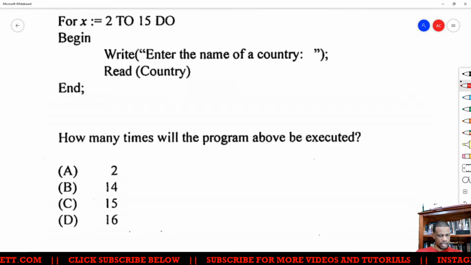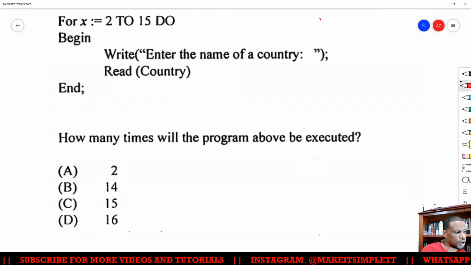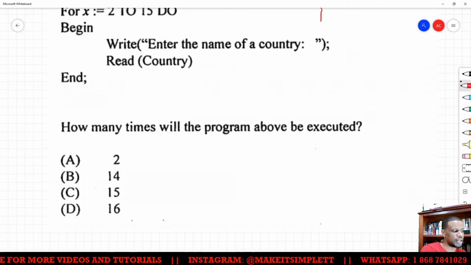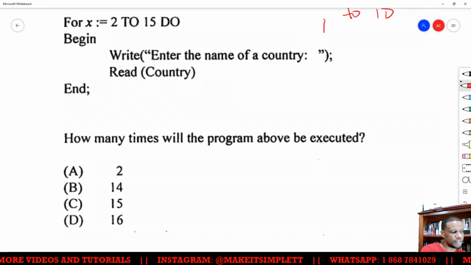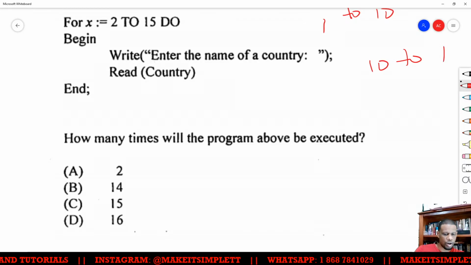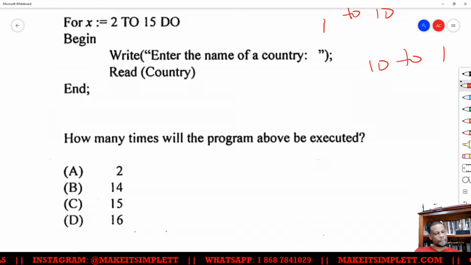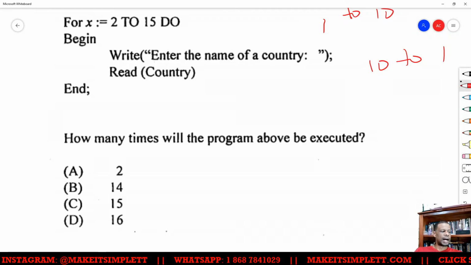Alright, so this one here is a for loop. For x is 2 to 15 do. How many times will the program be executed? Now, you should know by now that a for loop doesn't always have to go from 1 to something, right? It doesn't have to be like that. A for loop could start at any number. A for loop could even go backwards. So you could have a for loop going from 10 to 1 and it will count backwards if you want. Right? So what will happen? It is big brain time.